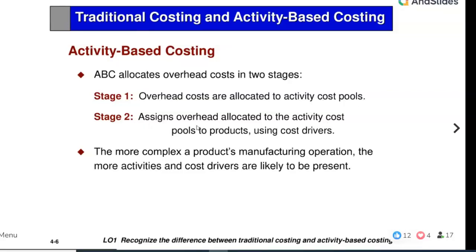Step two, we then figure out what the cost driver is, what drives the cost in that pool. That is, if that activity increases, will the cost increase? If the answer is yes, then that activity drives the cost. What I mean by drive is if I perform that activity more, the total cost in that pool will go up. Now, the more complex a product's operation, the more activities and cost drivers there are.